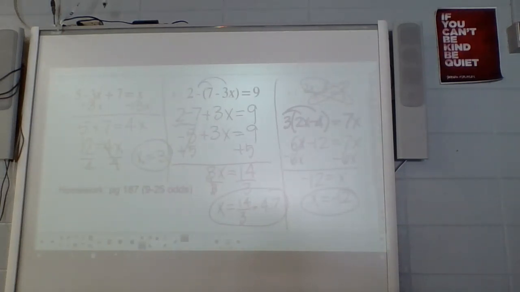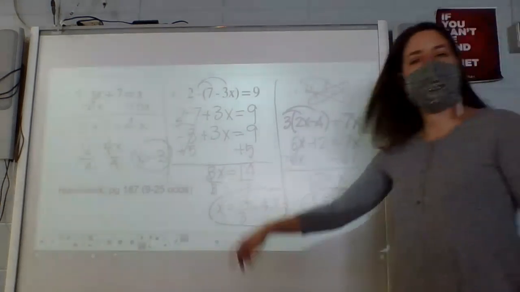I think it's multiply 3 times 4 around. You have 3 times 4 is 24. All right, so homework is listed there for you guys.